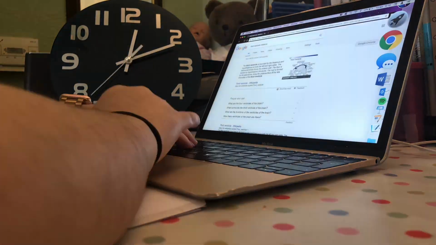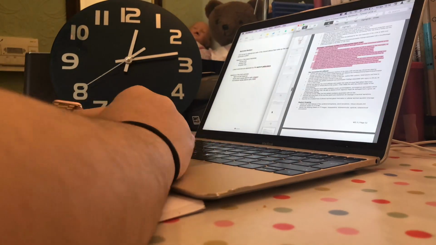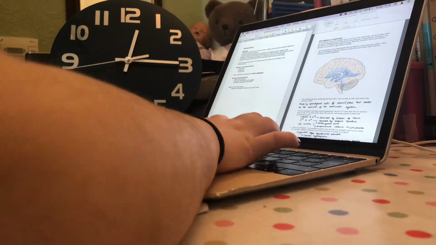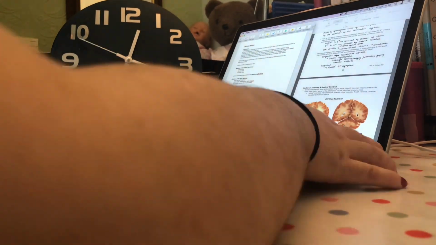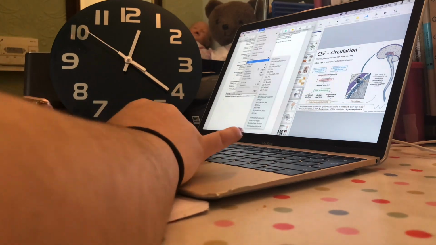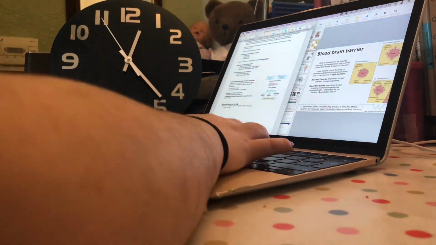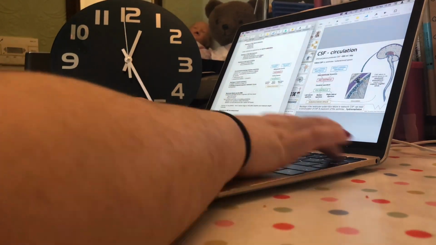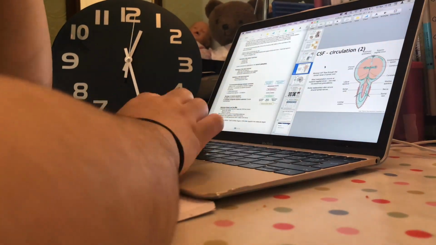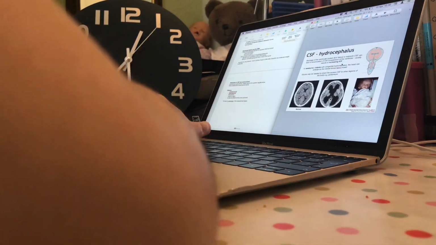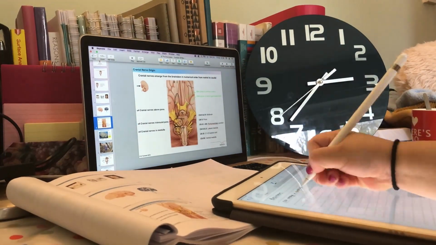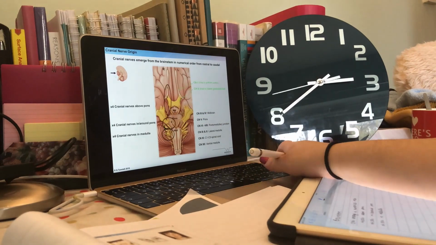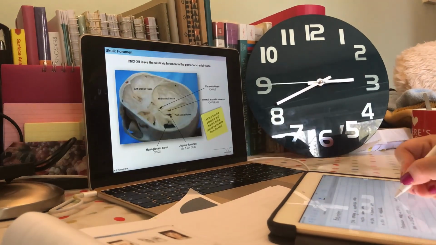After a while my hands had gotten a little bit tired of writing. I can't write for very long. So I decided to finish the lecture by typing up notes into a revision page. Here I'm just writing about CSF, or cerebrospinal fluid, and how it's formed in terms of the ventricles of the brain and things like that.